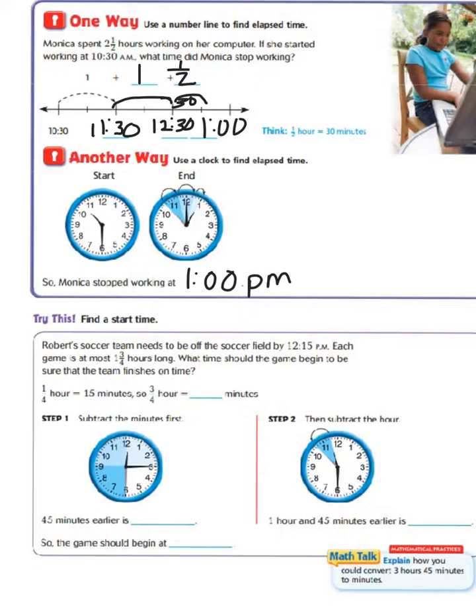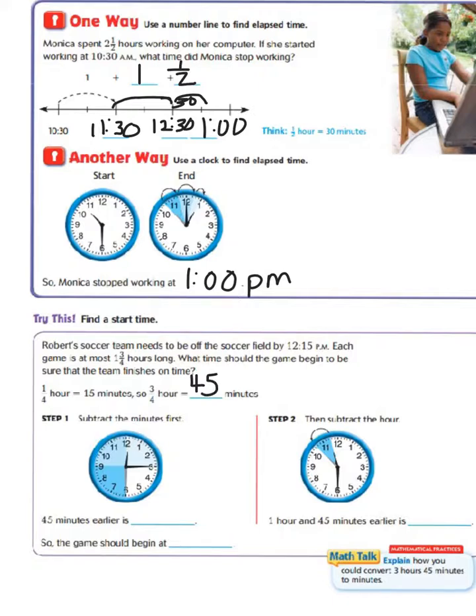So now we're going to do a couple more try this. So let's look at the ones at the bottom. Robert's soccer team needs to be off the soccer field by 12:15 p.m. Each game is at most 1 3/4 hours long. What time should the game begin to be sure that the team finishes on time? So we know that 1/4 of an hour, being 60 minutes, equals 15 minutes, because 1/4 of 60 is 15 minutes. So 3/4 of an hour is going to be 15 minutes plus 15 minutes plus 15 minutes, which equals 45 minutes.